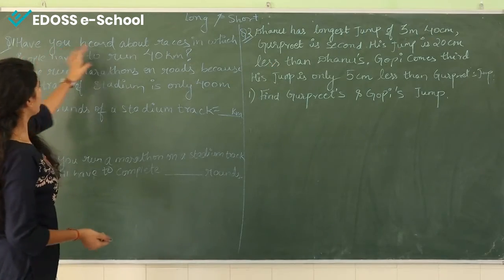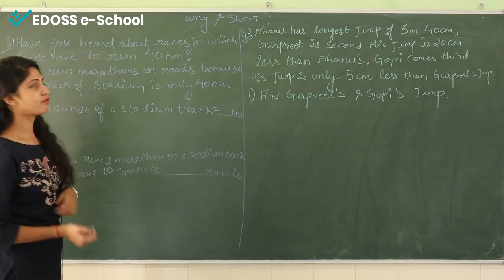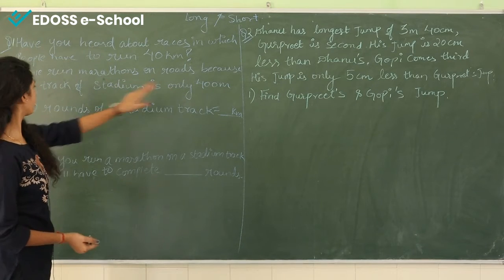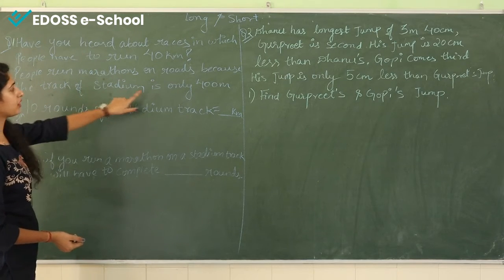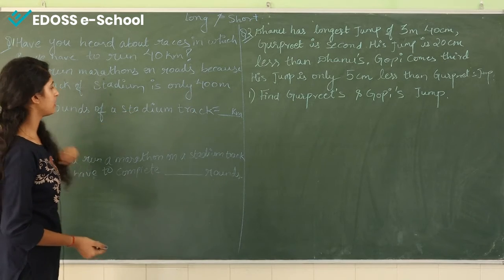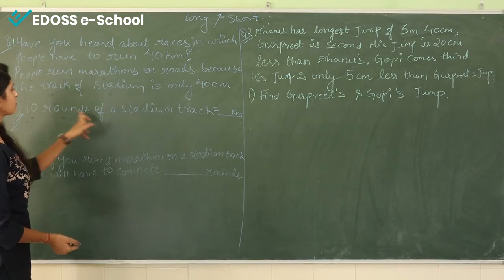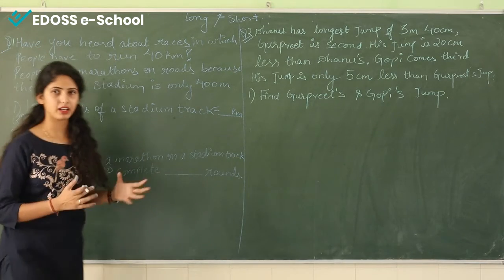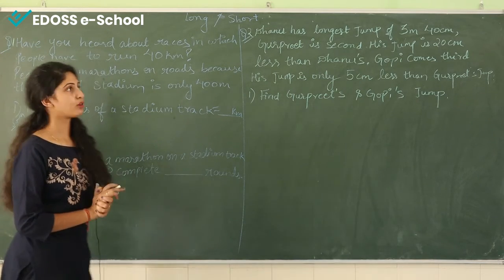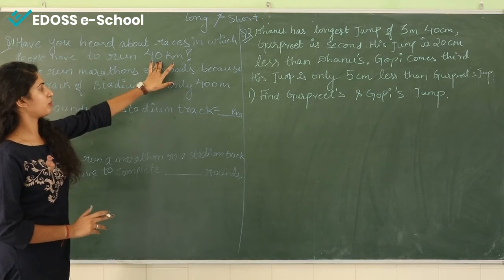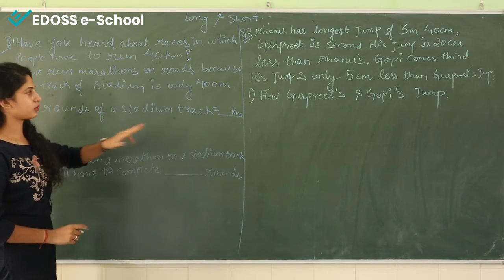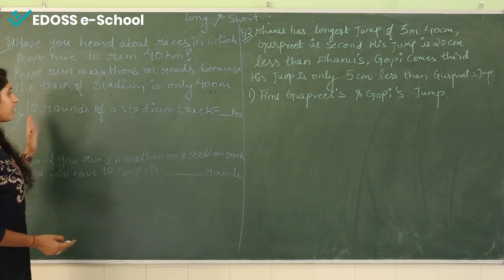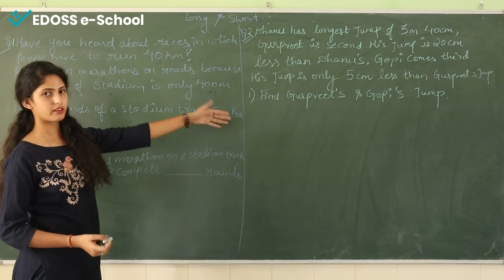Now, have you heard about races in which people have to run 40 kilometers? People run marathons on roads because the track of a stadium is only 400 meters. So first question is 10 rounds of a stadium track. Question है कि आपने क्या कभी मैराथन्स के बारे में सुना है जिसमें पीपल को 40 किलोमीटर्स रन करना पड़ता है, बट जो स्टेडियम का ट्रैक होता है दैट इज ओनली 400 मीटर्स. सो फर्स्ट क्वेश्चन गिवन है कि 10 राउंड्स एक स्टेडियम के कितने किलोमीटर्स के इक्वल होंगे.